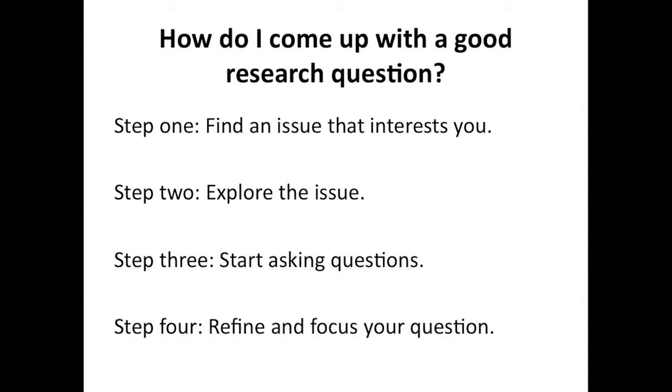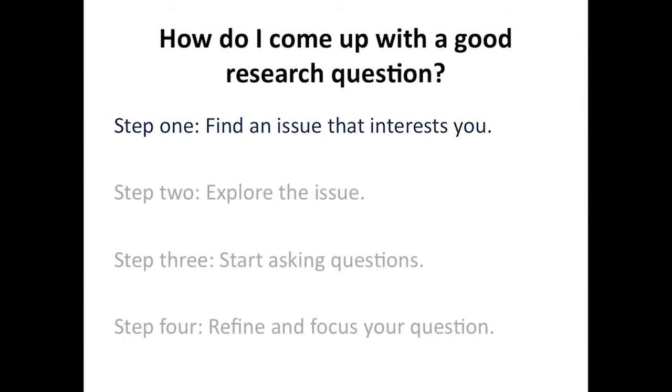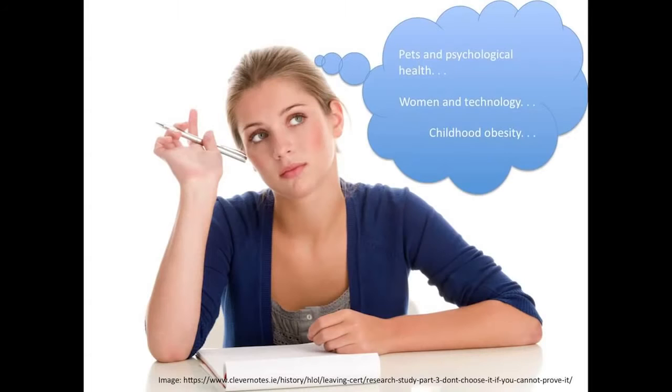So how do I do that? Well, I'm going to walk you through a few steps that have helped me as I come up with research questions for my own writing. The first one is to find an issue that interests you. No matter what class you're in, try to find a way to connect that class to something that you're already interested in. Say you're in a psych class, but you want to be a vet. Well, you could look at how pets affect our psychological health.